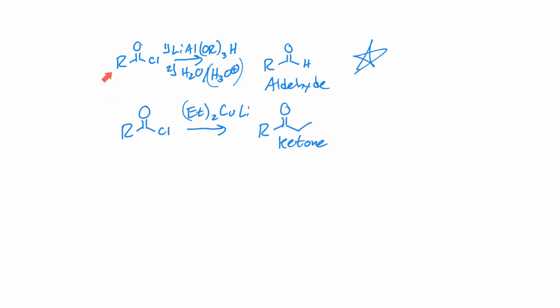Remember that we started with a carboxylic acid to make these carboxylic acid chlorides, and now we have a 2-step sequence that allows us to go from the acid to the aldehyde or the ketone, which can be quite synthetically useful. So I think those are 2 of the more important reactions that we've learned thus far in this chapter.